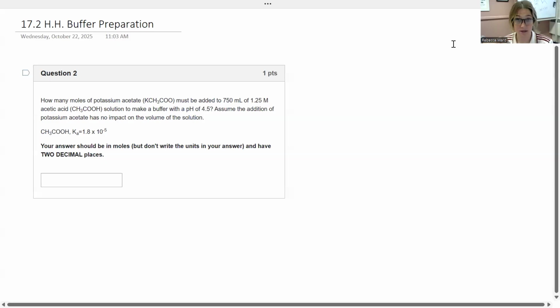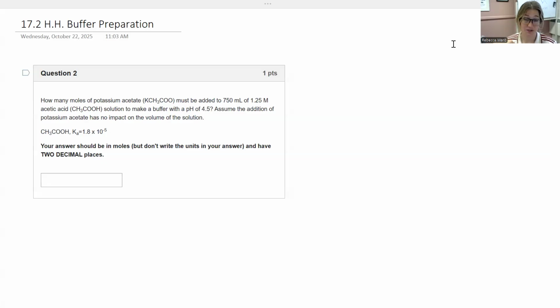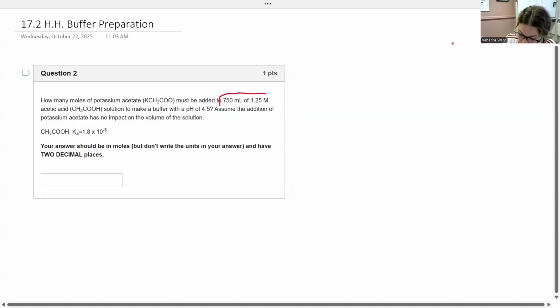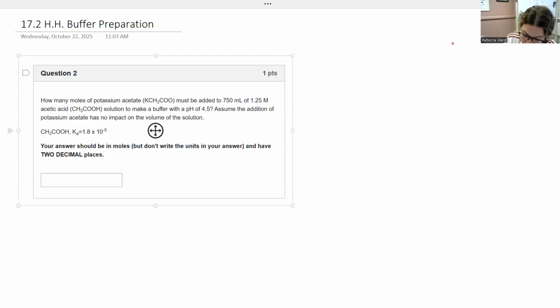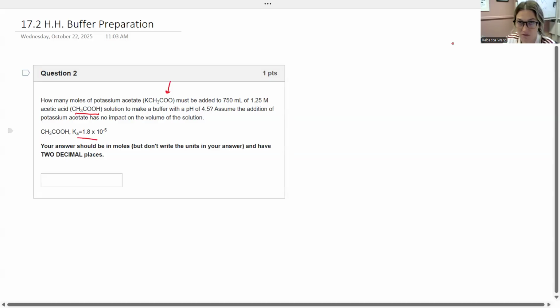All right, we've got a quantitative buffer preparation question here. We want to make a buffer that has a pH of 4.5. That's known. And we're told how much of the acid we've added, and we need to know how much of the conjugate base should be added. We're also given the Ka of the acid that we're working with.